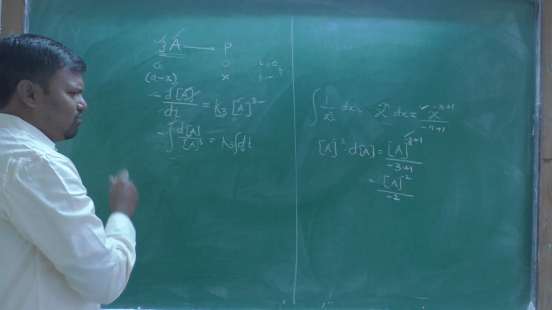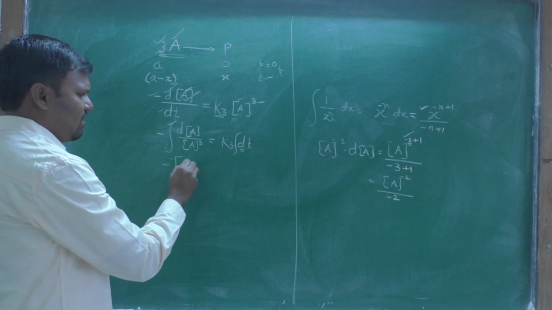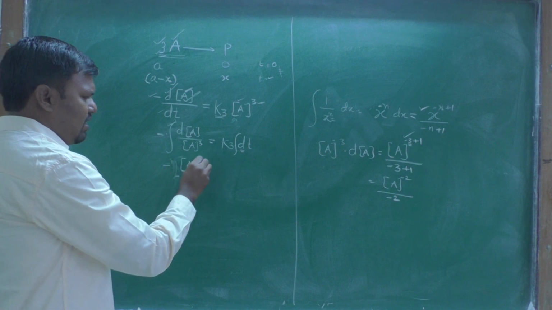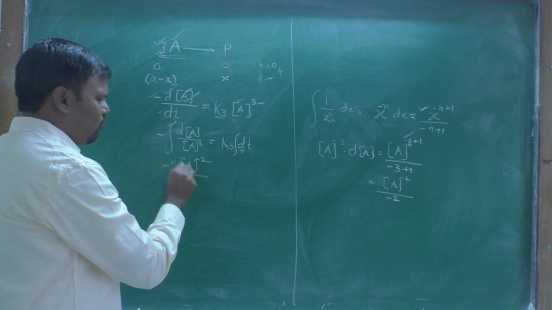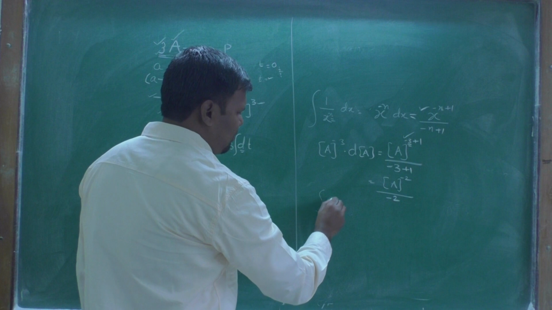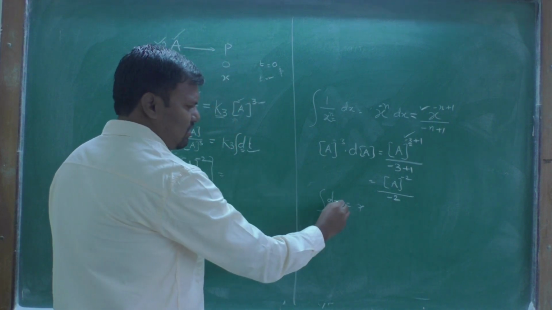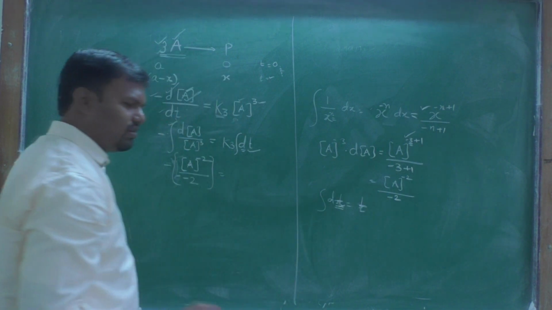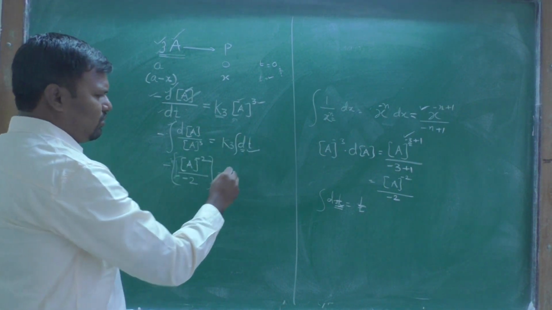Then you will obtain the next equation: minus 2 upon minus 2 is equal to the integration of dx, which is equal to x. In this case, x is replaced by t, therefore x is also t. Your answer will be t. Integration of dt is equal to t.